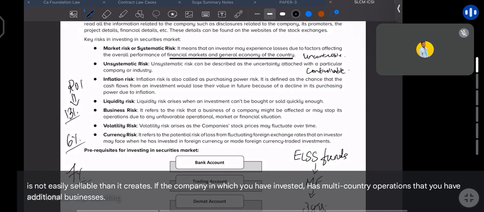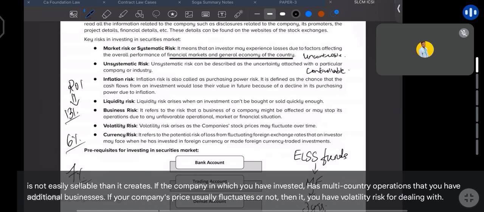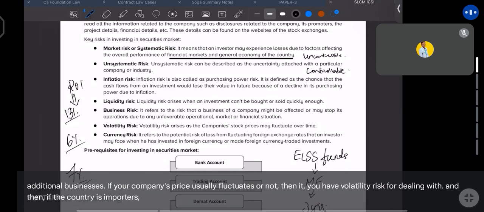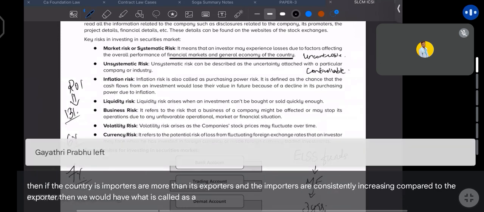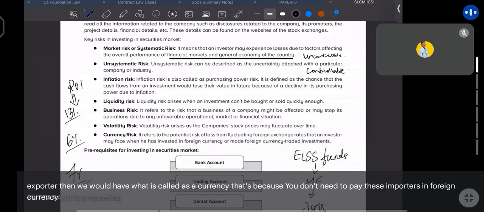If your company's price usually fluctuates a lot, then you have volatility risk to deal with. And if the country's importers are more than its exporters and the importers are consistently increasing compared to the exporters, then you would have what is called a currency risk, because you need to pay these importers in foreign currency, and the country usually has a limited amount of foreign currency.